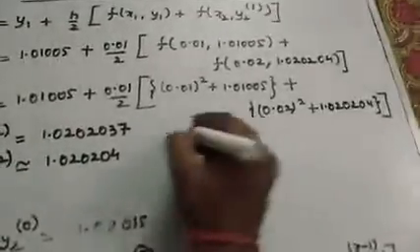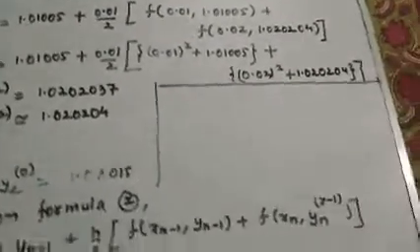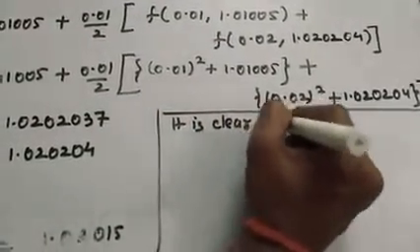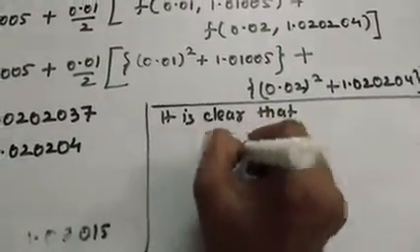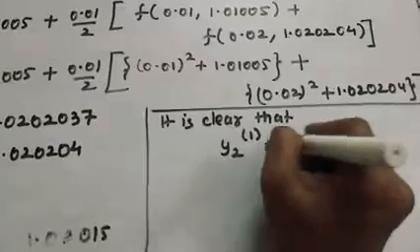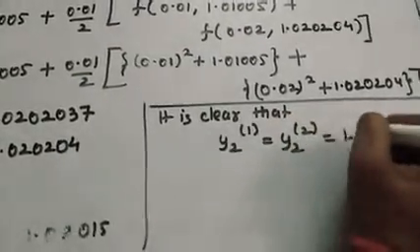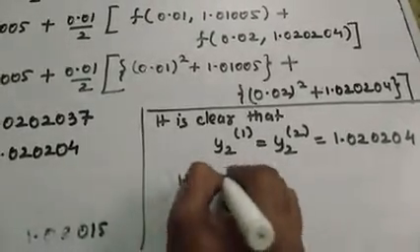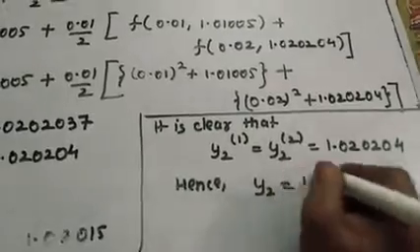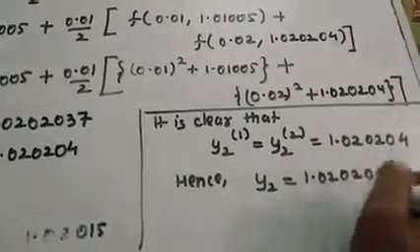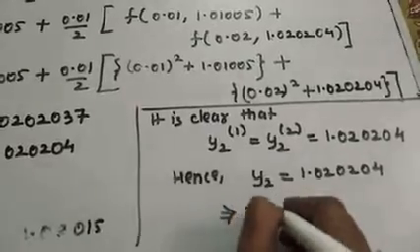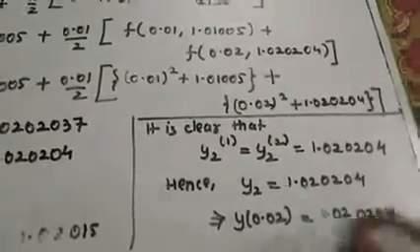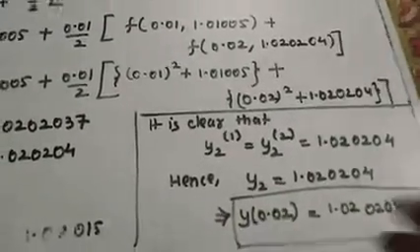After that you will write the conclusion. It is clear that y2 at the first modification stage equals y2 at the second modification stage, which equals 1.020204. Hence y2 equals 1.020204. y2 means our y of 0.02, which we had to find, so 1.020204 is the required answer.